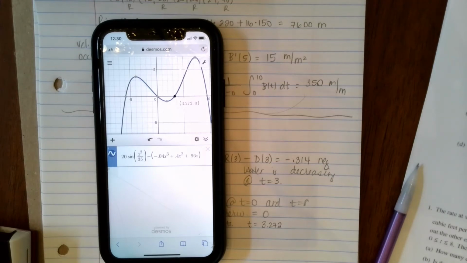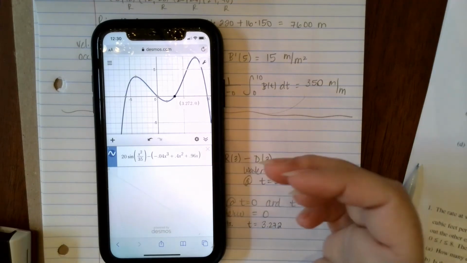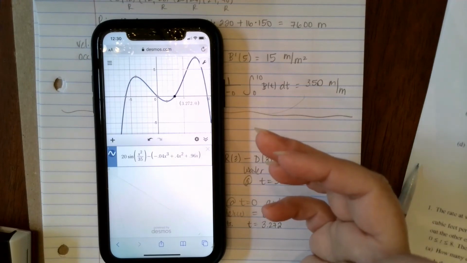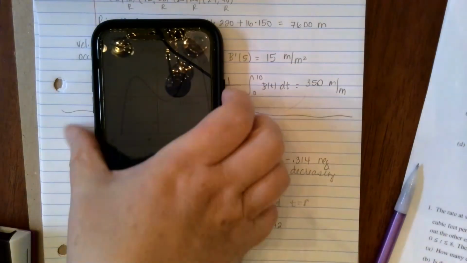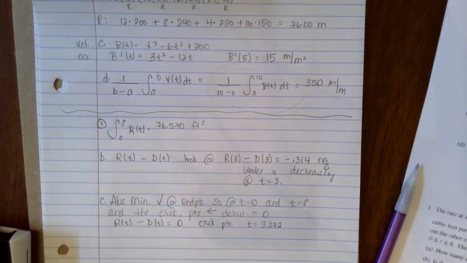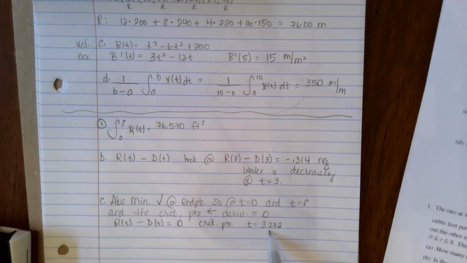So, I had to type this one in yet again, but that just didn't take very long. Clicking a button with my finger is way easier than doing the left and the right thing. So, Desmos might help you a little bit, so just keep Desmos in mind, okay? All right. So anyway, we got 3.272.